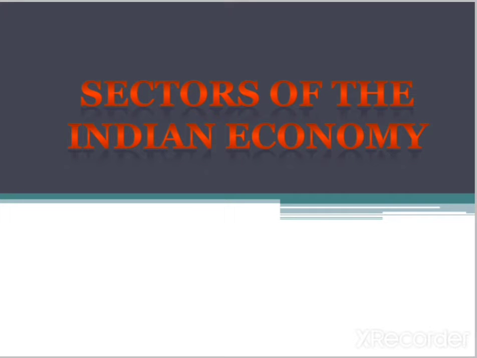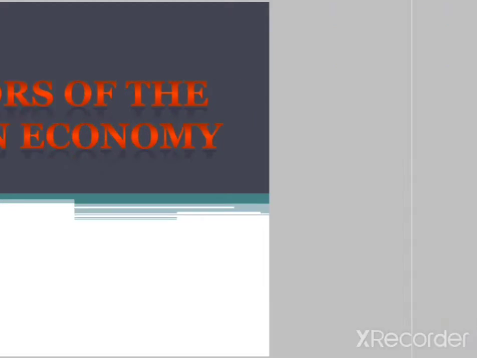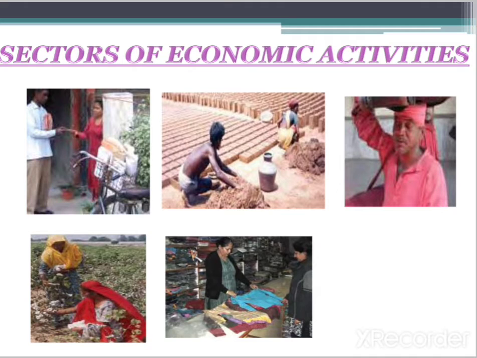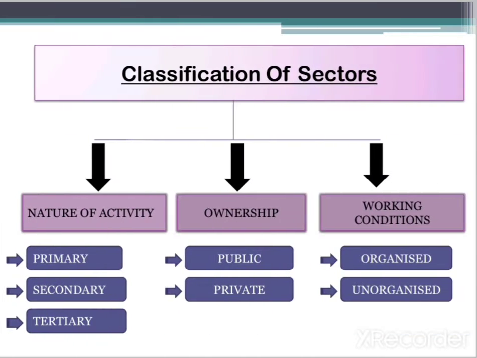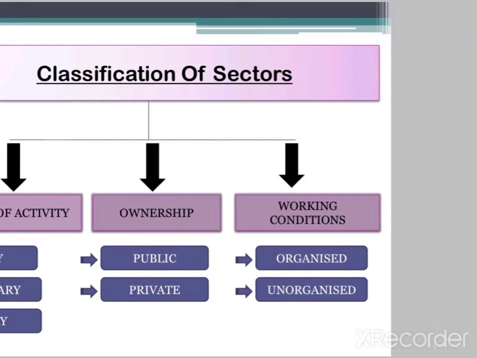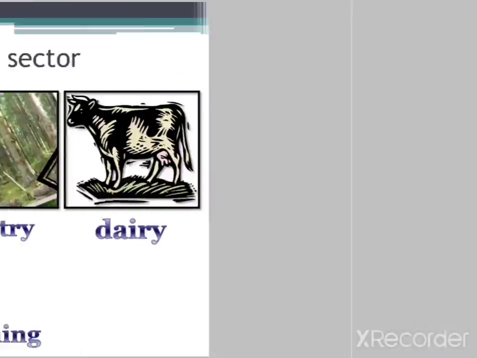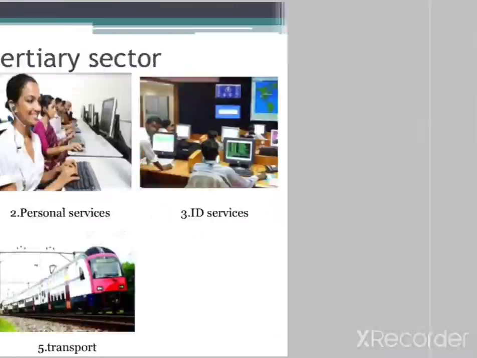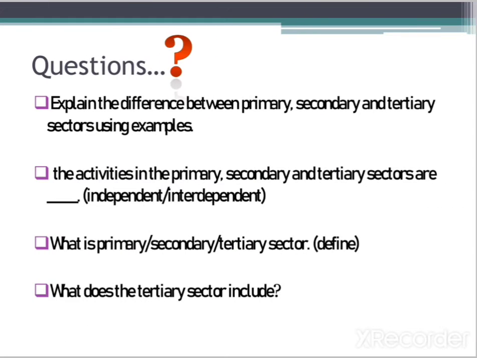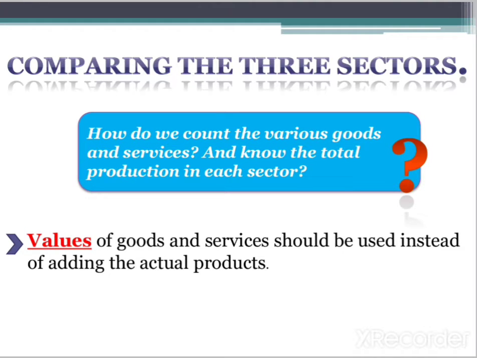Hello students, welcome to the second part of our second chapter of NCERT Class 10th Economics, Sectors of the Indian Economy. In the previous part, we learnt about the sectors of economic activities and classified them on the basis of a few important criterions and learnt about the classification under nature of activity as primary, secondary and tertiary sector. And one by one, we went through each sector and the examples of each sector. We also discussed a few questions that can be asked from this subtopic. So our today's topic is comparing the three sectors.